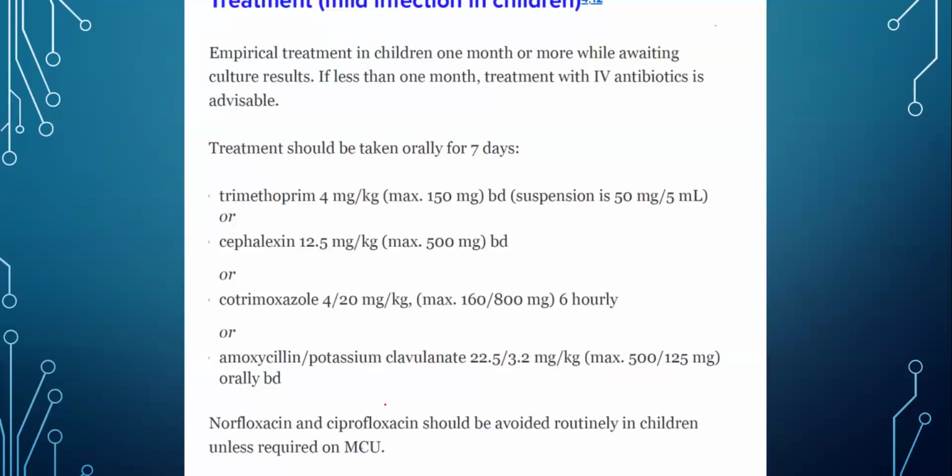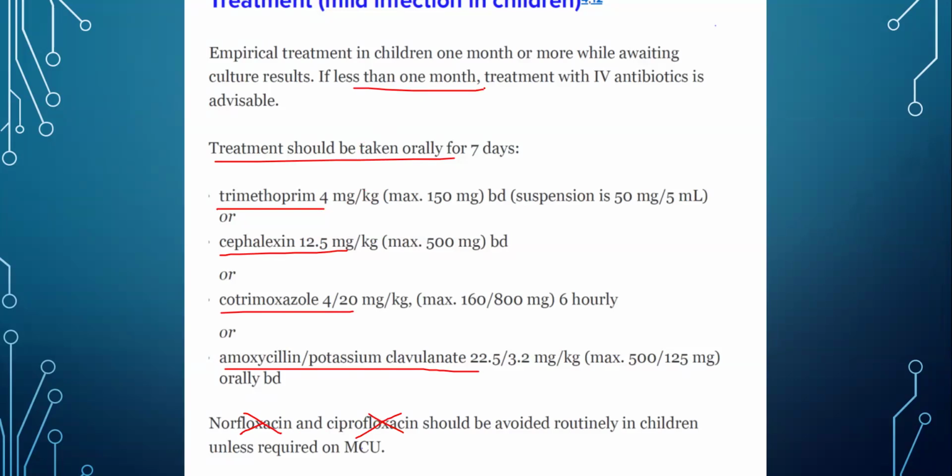Now, treatment. Once you diagnose that this child has a UTI, you can give oral trimethoprim, cefalexin, cotrimoxazole, or amoxiclav. For children, we don't give norfloxacin or ciprofloxacin. Any child less than 1 month old having a possible UTI will go to the hospital for IV antibiotics. But for more than 1 month, if the child doesn't look really unwell, then you can try oral antibiotics.